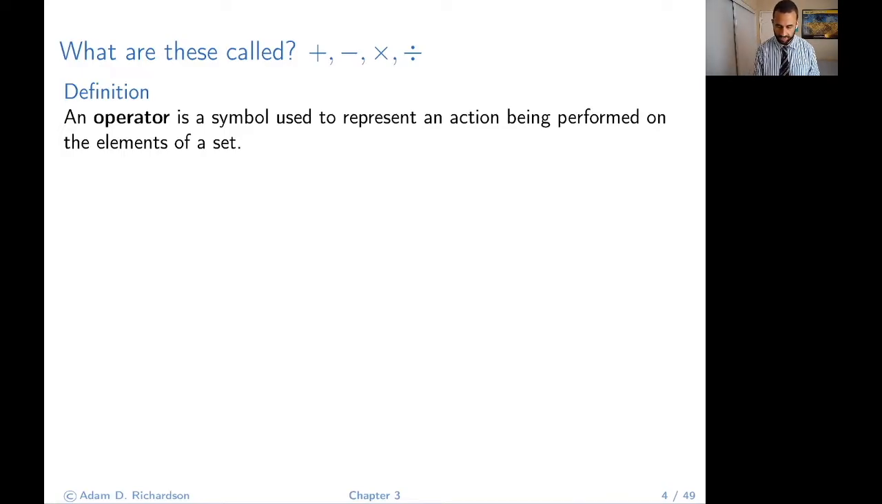So these are the four basic operators. These things right here are called operators. And they're called operators because, for this class, an operator is a symbol used to represent an action being performed on the elements of a set. So this is another one of those situations where you have to recognize that these symbols are being used to represent an operation, something that's going on, an abstract idea. We're going to talk about those ideas, in particular addition and subtraction in this lecture.